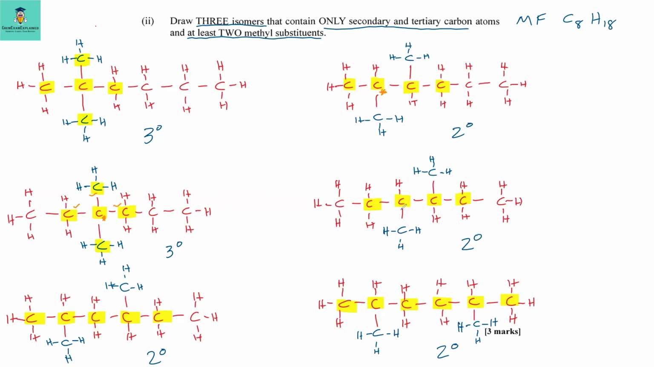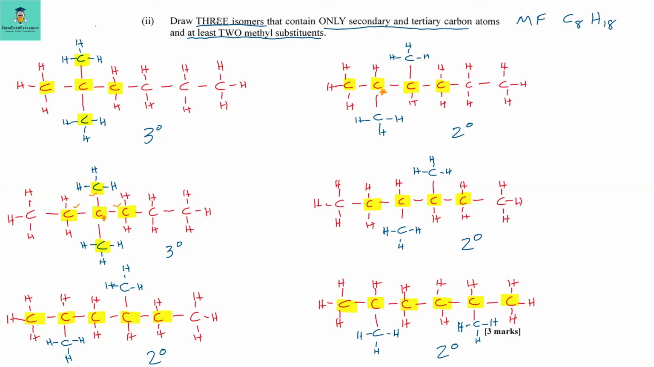So it would be 3,4-dimethyl, and the parent is hexane. And we could continue like that to move the methyl group to a different carbon and name it. So that basically gives you your 3 isomers. And again, you can draw any 3 of these and they would be correct.